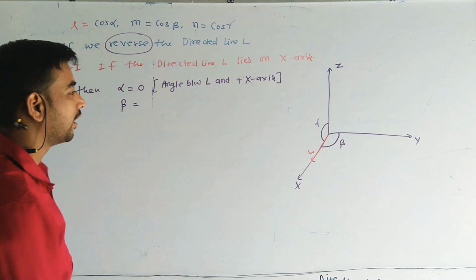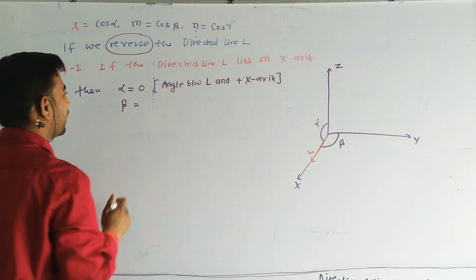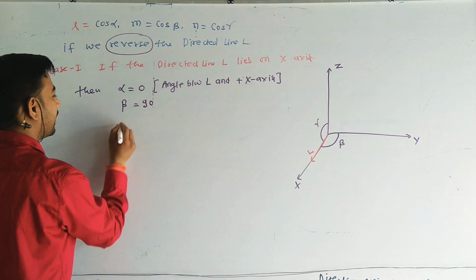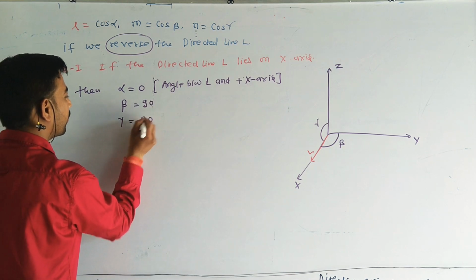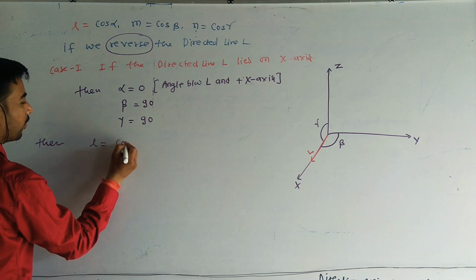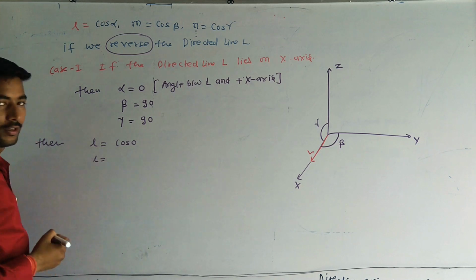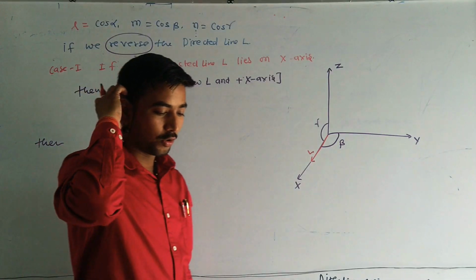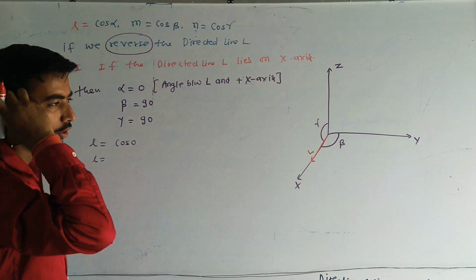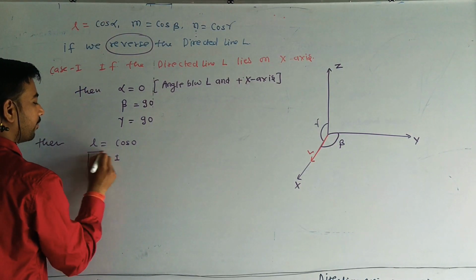So you can see here x, y, z are perpendicular to each other. The angle between them is 90. So this one is 90, and gamma is also 90. Then the value of L equals what? Cos 0. And what is the value of cos 0? Anyone can guess? Cos 0 is 1. So its value is 1.